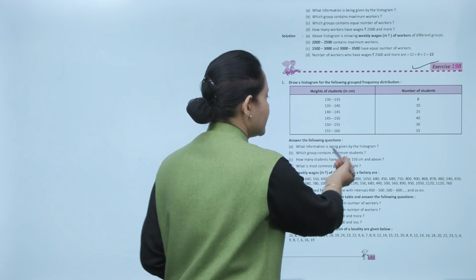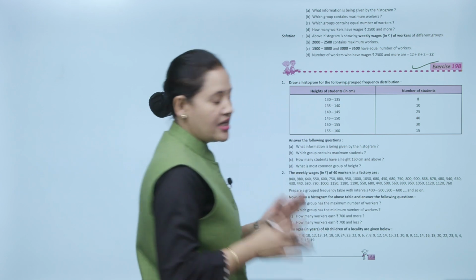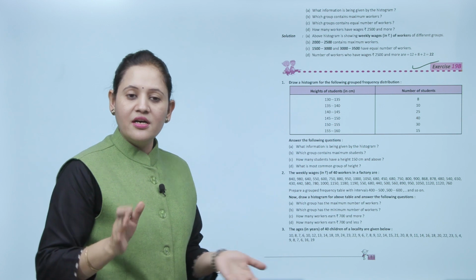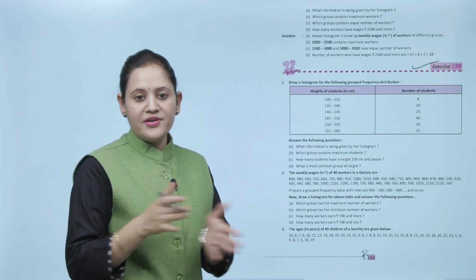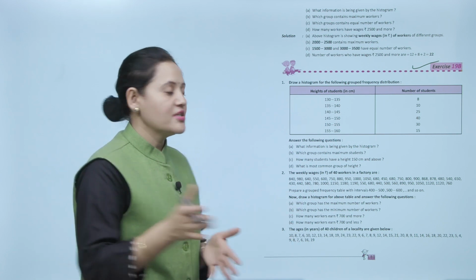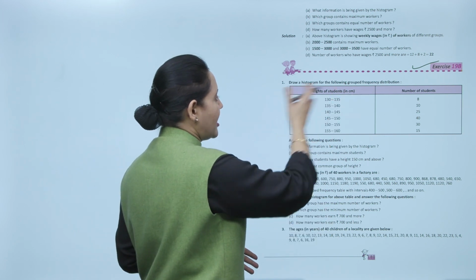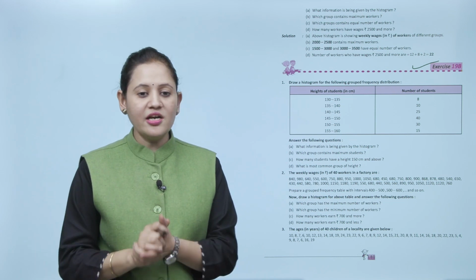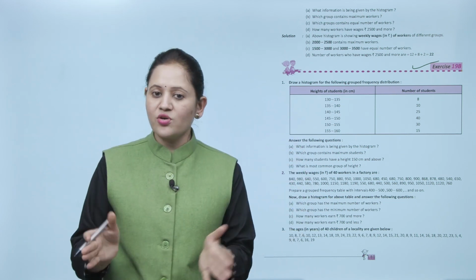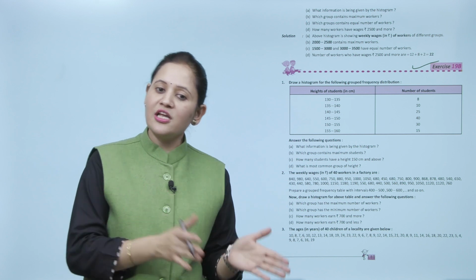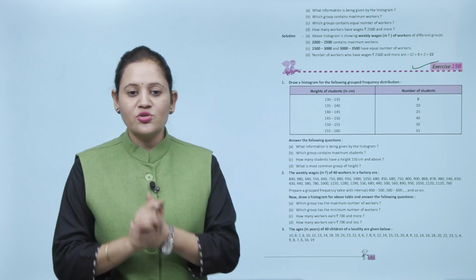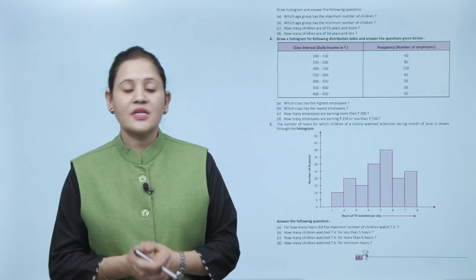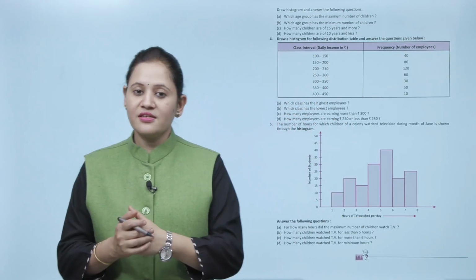What information is being given by the histogram? The histogram gives us the information about the heights of different students, like how many students have this much height or this much. So the height of different numbers of students. Clear? First you will make a histogram for that, and accordingly you will answer the given questions. You have to do it by yourself. Practice all the questions. Clear?